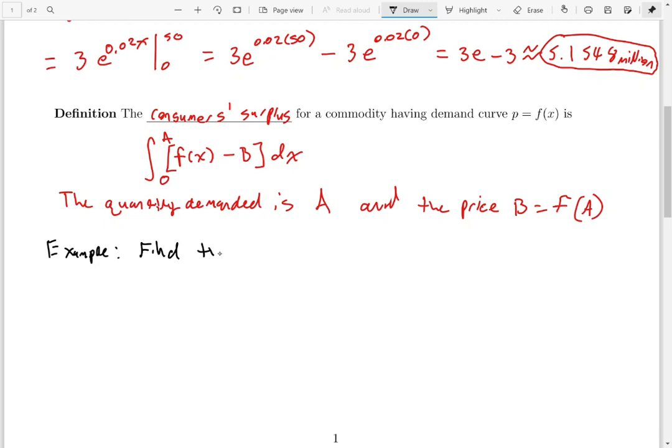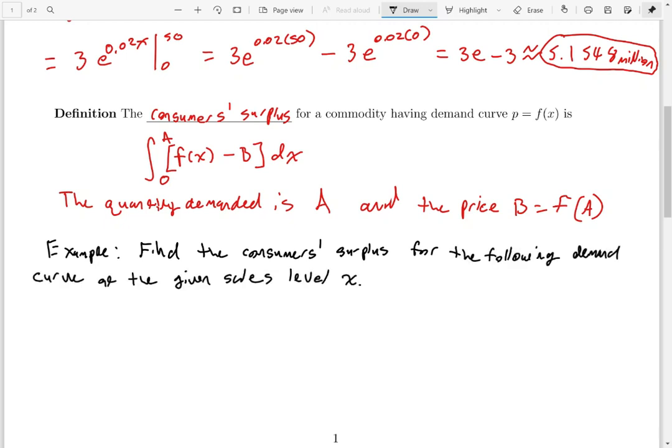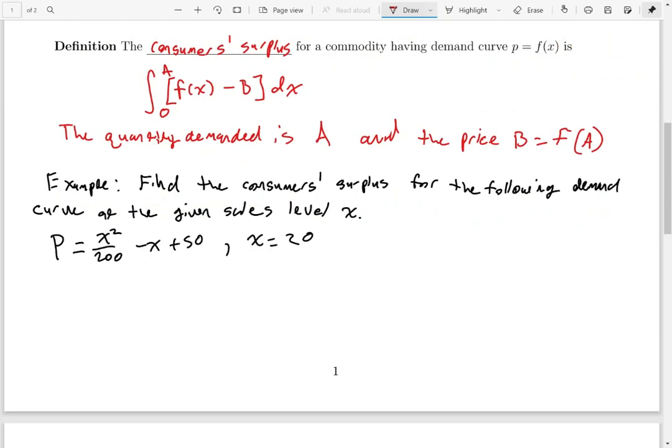Our example is: find the consumer's surplus for the following demand curve at the given sales level x. So that demand curve, P, is equal to x squared over 200 minus x plus 50, and our sales level is going to be at x is equal to 20. Alright, so our quantity demanded, 20, is our A. And our function, f of x, is our demand curve, P, where of course that's our price curve, right?